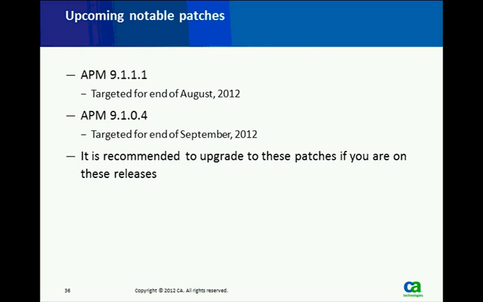I'm putting up here is that we do have a couple of patches that are coming out. One is APM 9.1.1, targeted for the end of August 2012, and so that's really coming up in a couple weeks. 2 to 3 weeks, it should be available and posted on support.ca.com, as well as 9.1.0.4, and that's targeted for the end of September. So I know there are some customers out there who are already on 9.1, and there are some customers thinking about upgrading to 9.1.